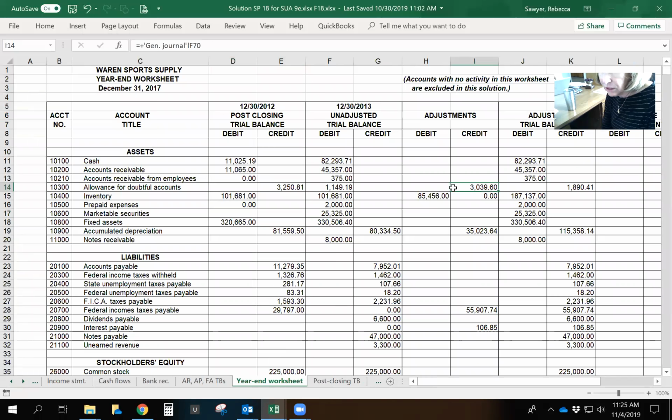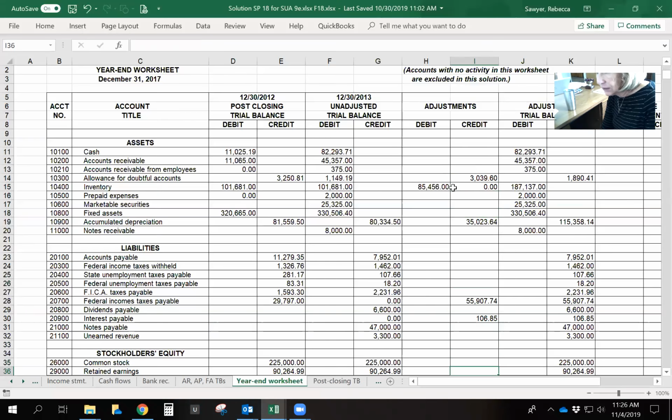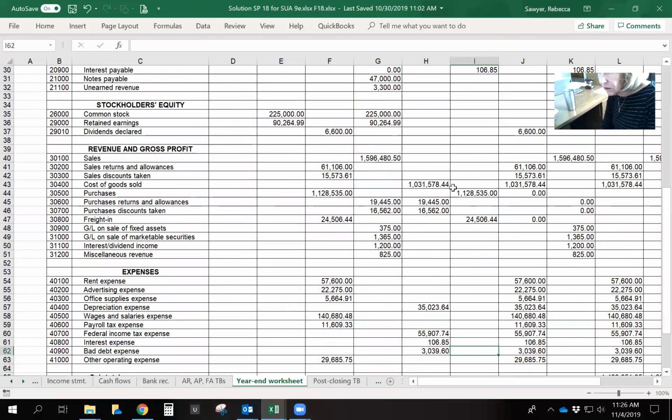Wait a second. If you look at the worksheet, what did you get for bad debt expense? Bad debt expense, you credit to your allowance account. What did you credit your allowance account for, for the adjustment, in the adjustments column? 3,039.60. Okay, that's correct. Go down and look at cost of goods sold. What did you debit cost of goods sold for in your adjustments column?